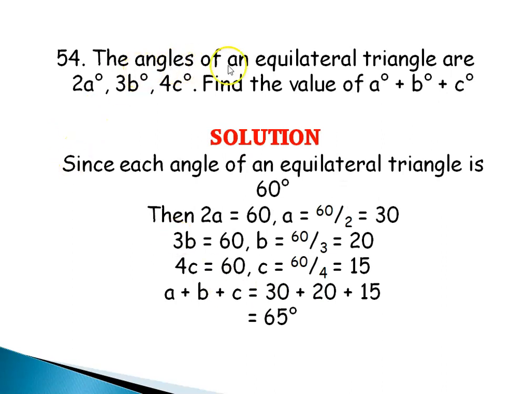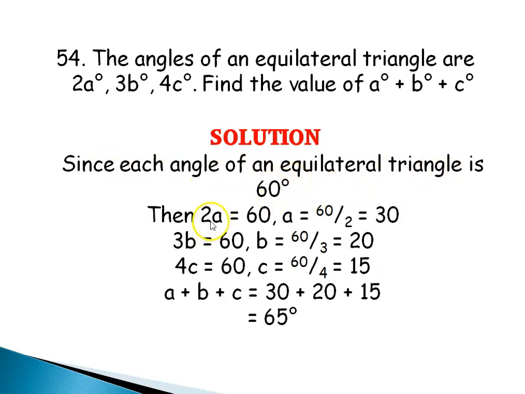Question 54. The angles of an equilateral triangle are 2a degrees, 3b degrees, 4c degrees. Find the value of a degrees plus b degrees plus c degrees. Remember, equilateral triangle means all the angles are equal. So if all the angles are equal, that means each angle of an equilateral triangle is 60 degrees.